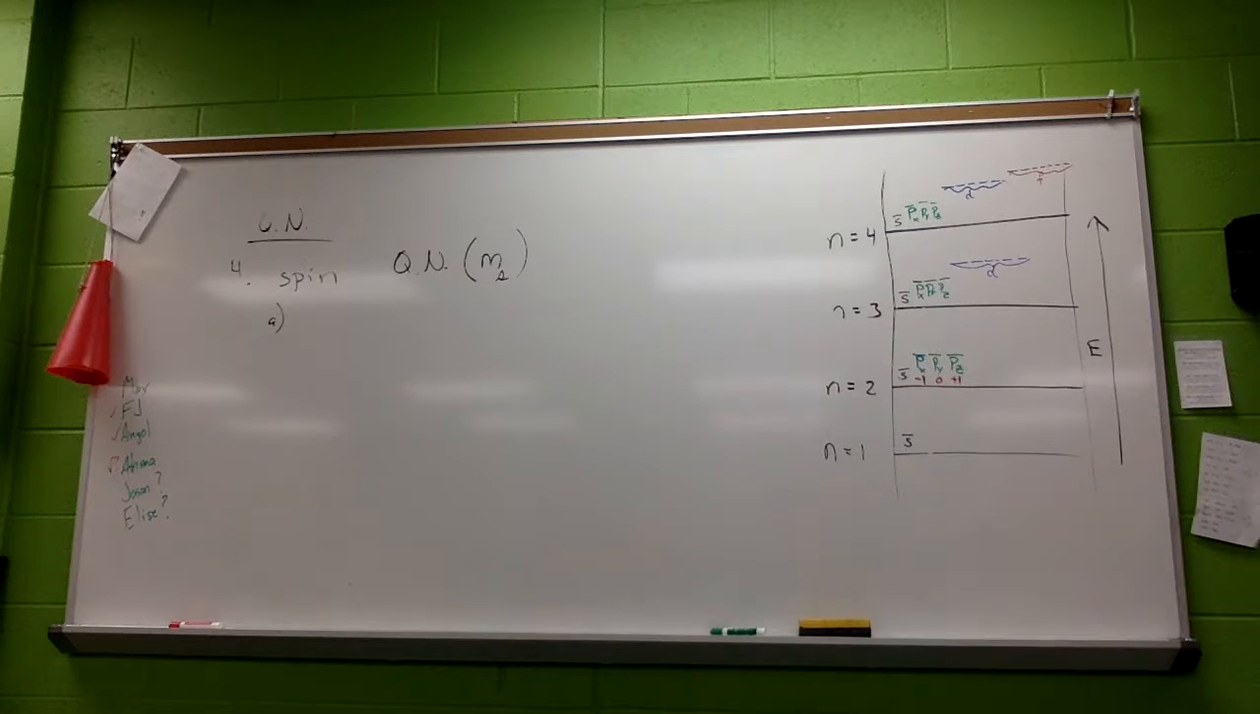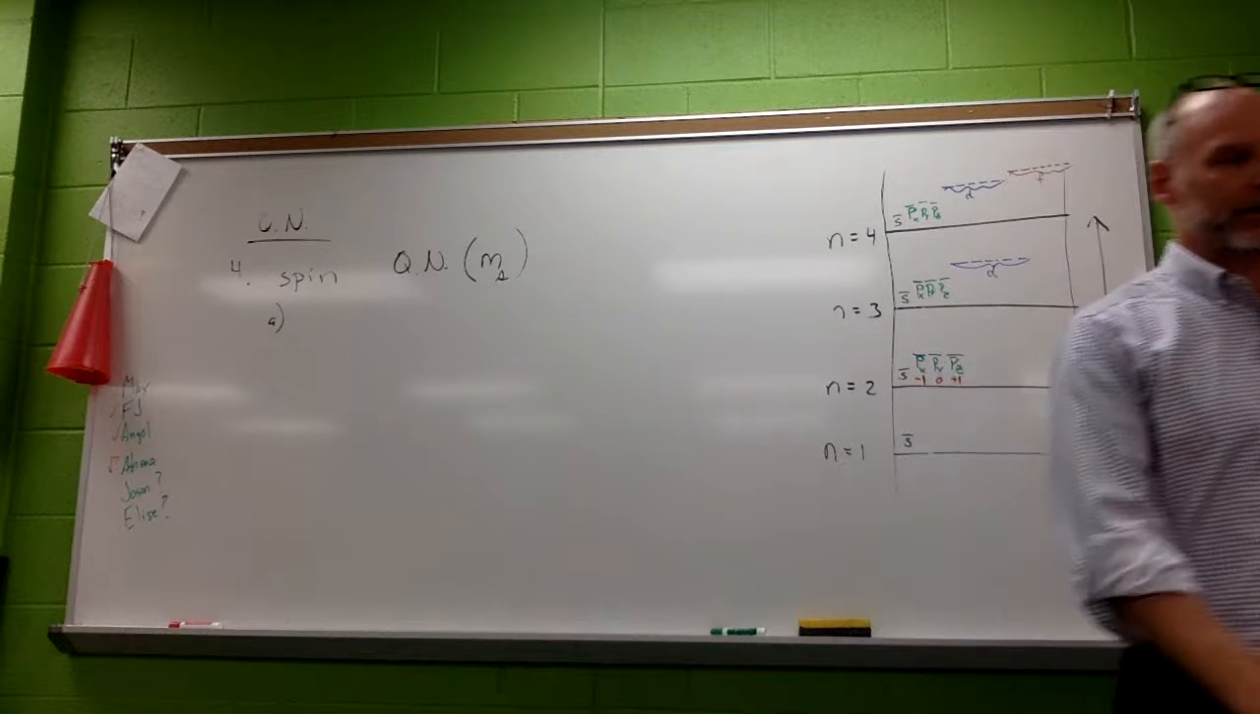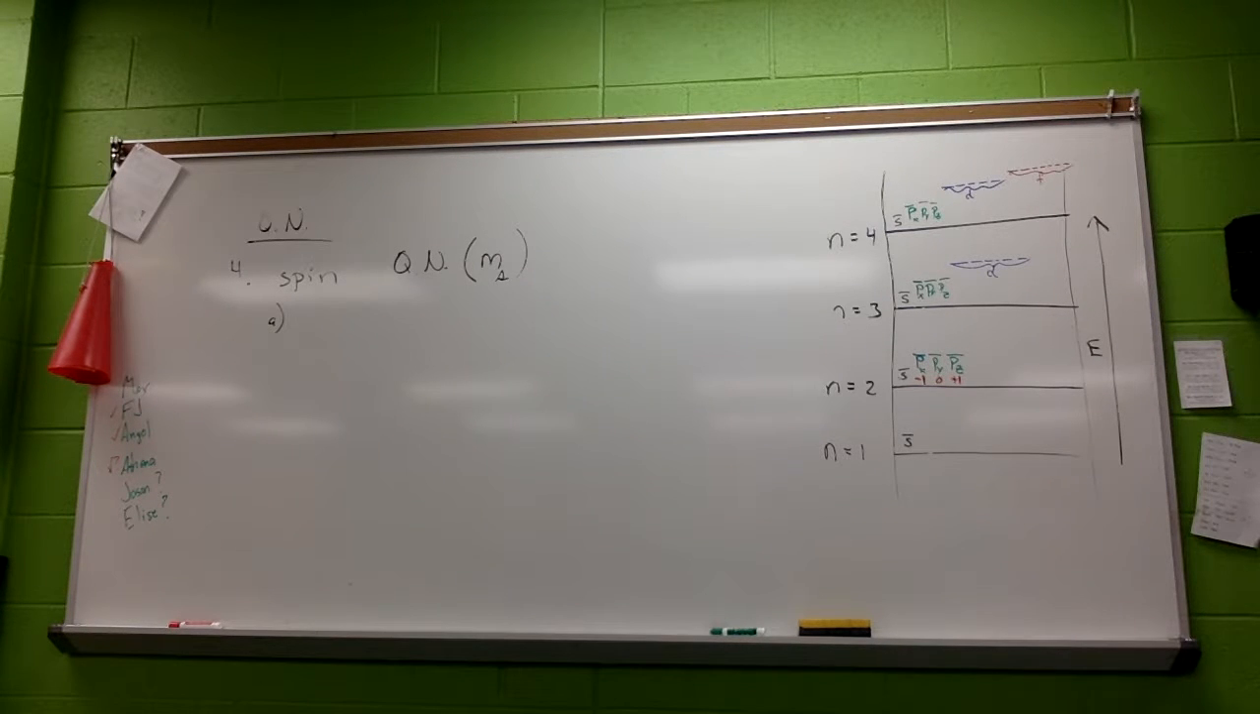And the last one is what we call the spin quantum number, which is represented by the symbol m sub s. It's all right. Don't worry about it. It's only a $180 book. Who cares? No, I'm messing with you.